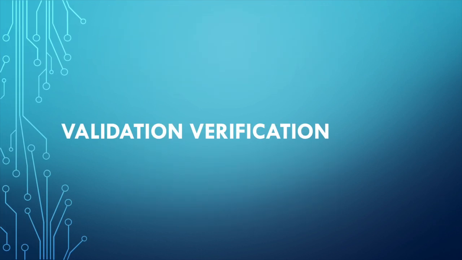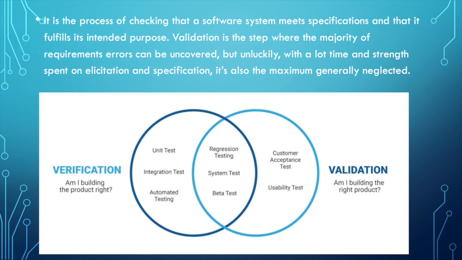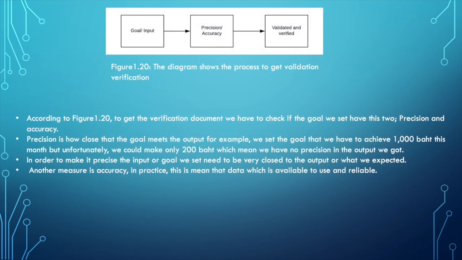Validation and verification. It is the process of checking that a software system meets the goals and specification. To get the verification document, we have to check precision and accuracy, as shown in figure 1.20. Precision is how close the goal is to the output of the system. For example, we set a goal that we have to achieve 1,000 baht this year, but unfortunately we could make only 200 baht. So that means you got very low precision.